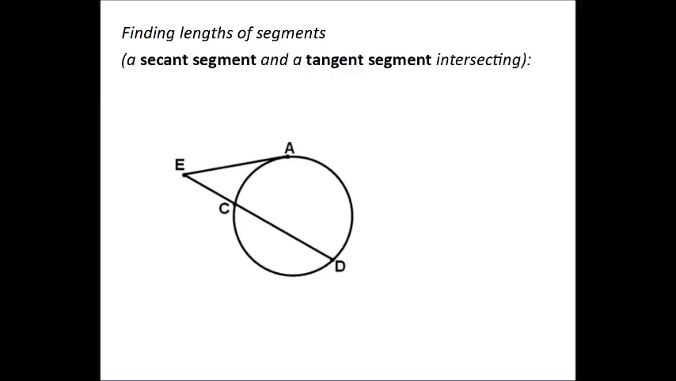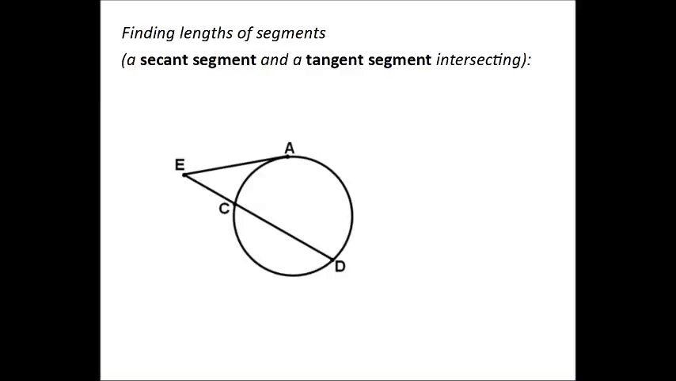Last but not least, let's talk about finding the lengths of a secant segment and a tangent segment that are intersecting. And believe it or not, we will use the exact same formula to find those. You might say, wait a minute, Mr. Fieser, there is no segment BE. How can we use the same formula? Well, let me show you.